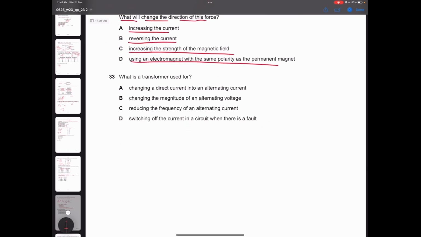Now, question number 33. What is a transformer used for? A transformer increases or decreases the current or the voltage. So the answer should be B.